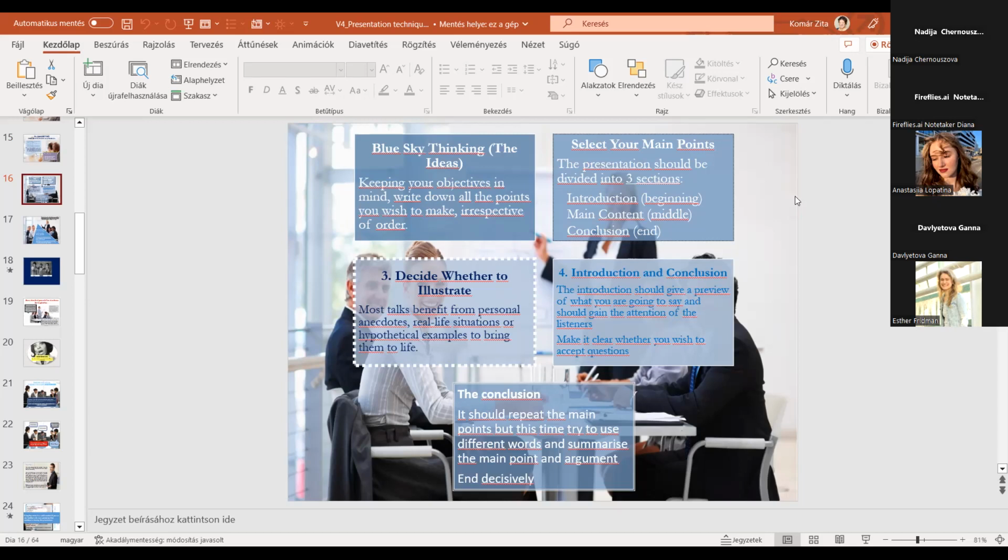I would say it can sometimes be boring, so you can add some extras to each and every part. I was talking about the fourth one, like paying attention to the beginning and the ending. And also there is one thing that says to illustrate as much as you can. As Nadia said at the beginning, the illustrations, the examples are really important.